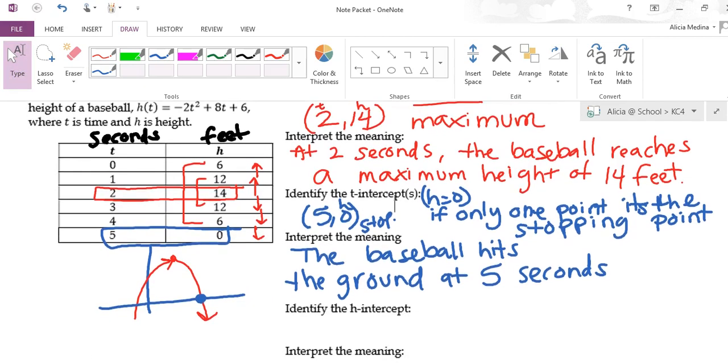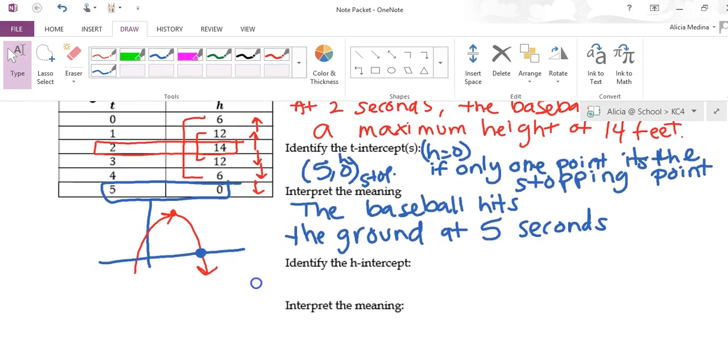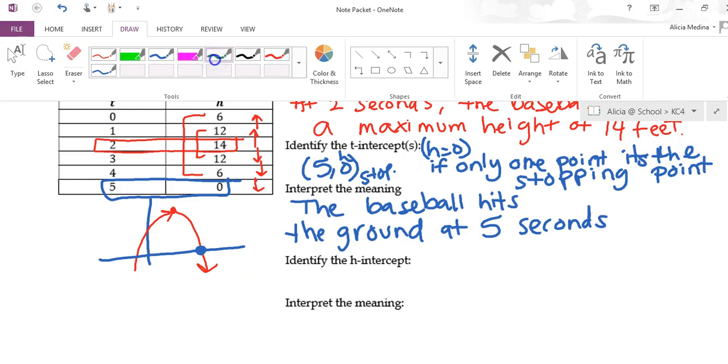Interpret what the h-intercept is. So the h-intercept is asking me whenever t is equal to 0. So time is equal to 0. The only point I see is this one right here of 0, 6. Right? Because that's the only place that my t is equal to 0. And interpret what that means. Well, h is representing the height. So if this is my time, at time 0, the h, or my height, is 6.